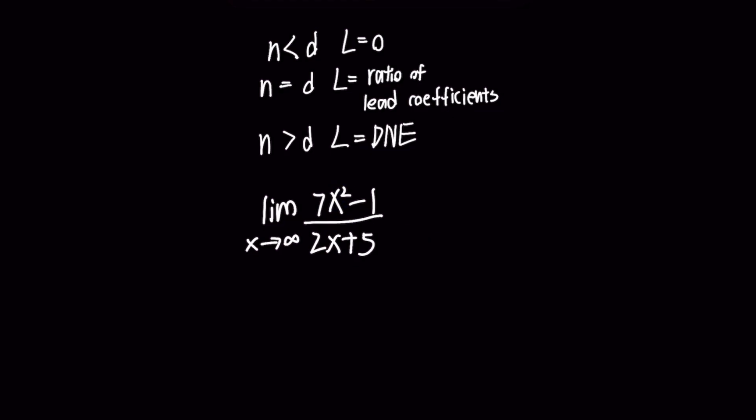Let's look at this one. Again, we literally do not have to pay attention to these numbers. Let's look at the degree. We have 2 up here. We have 2 up here. We have 1 up here. So what can we say? We can say the degree of the numerator is bigger than the degree of the denominator. So we're following this rule. So what does that mean? That means that the limit does not exist. D and E.